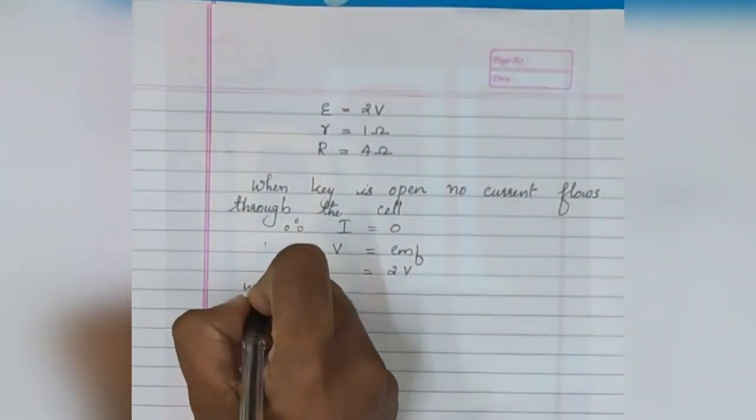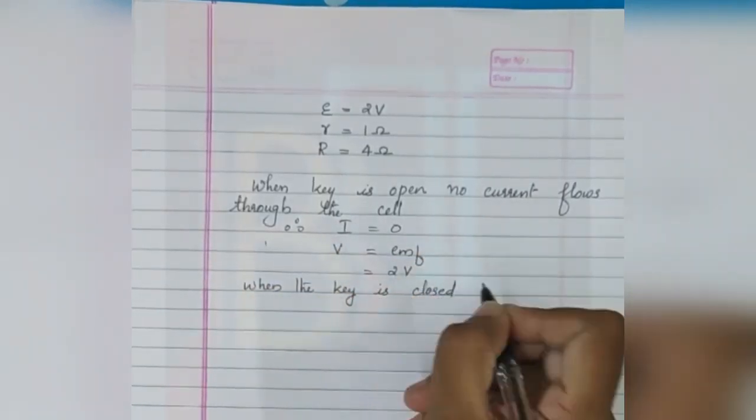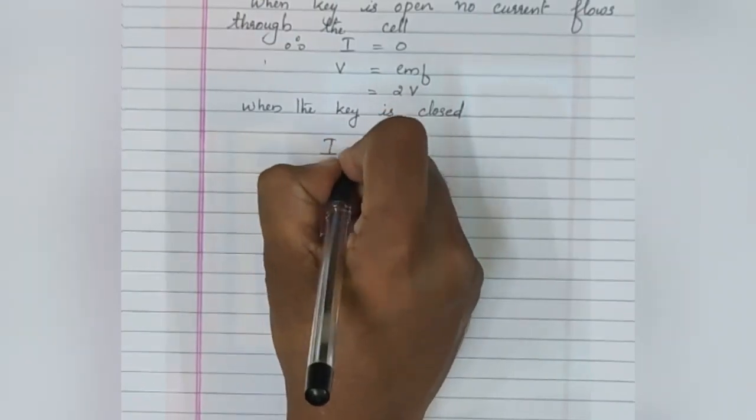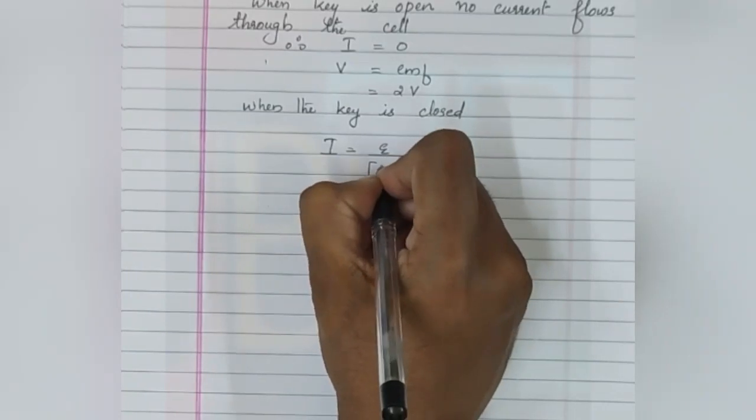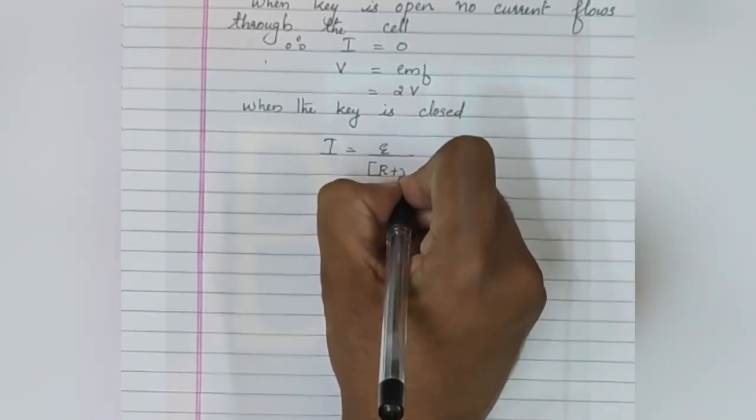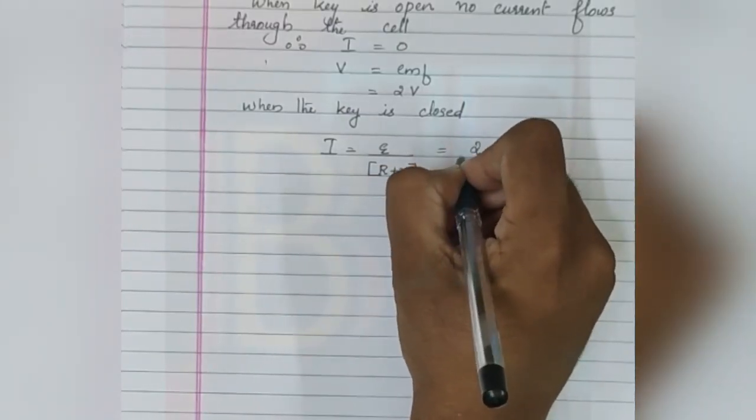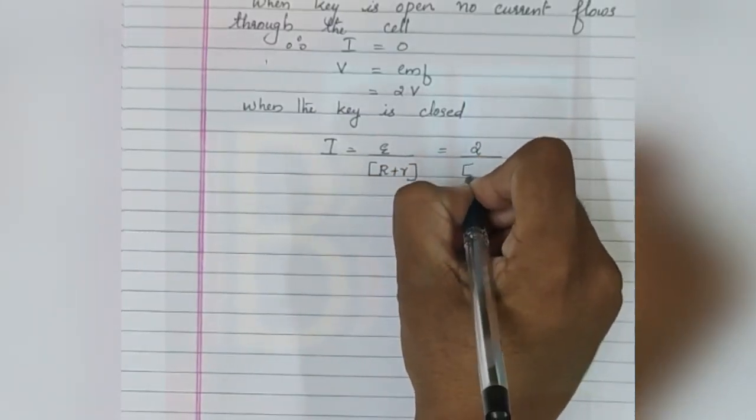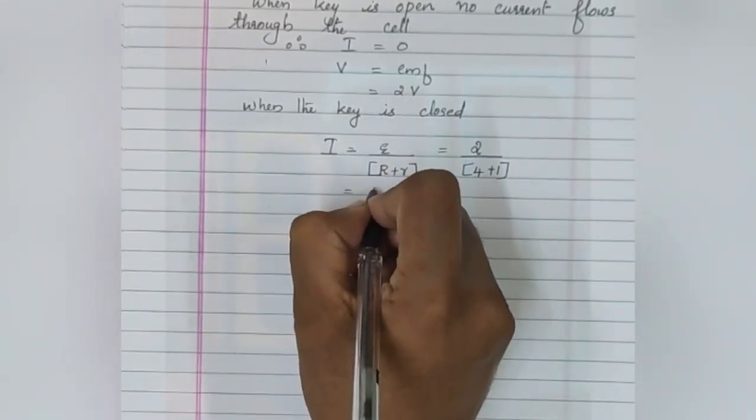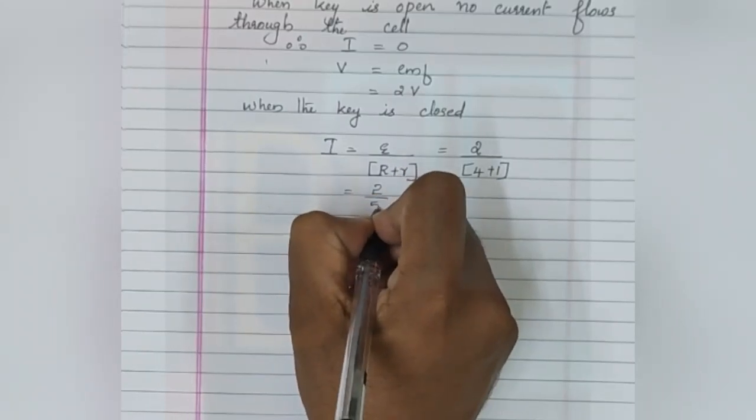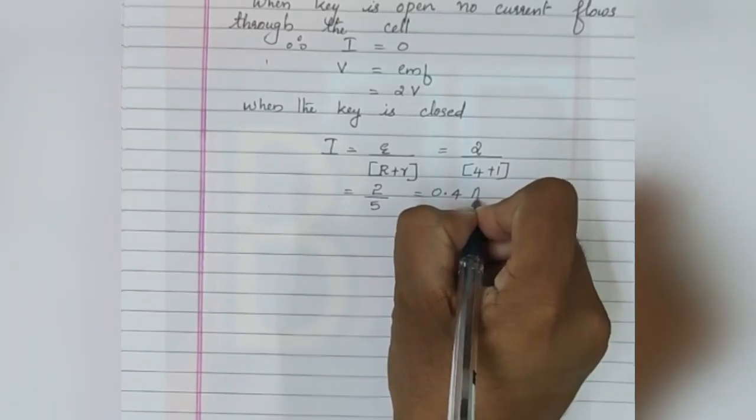Now when the key is closed, I is equal to EMF by total resistance, that is external plus internal resistance. Hence EMF is 2, therefore 2 divided by 4 plus 1. 4 plus 1 is 5, so 2 divided by 5 and it is 0.4 ampere.